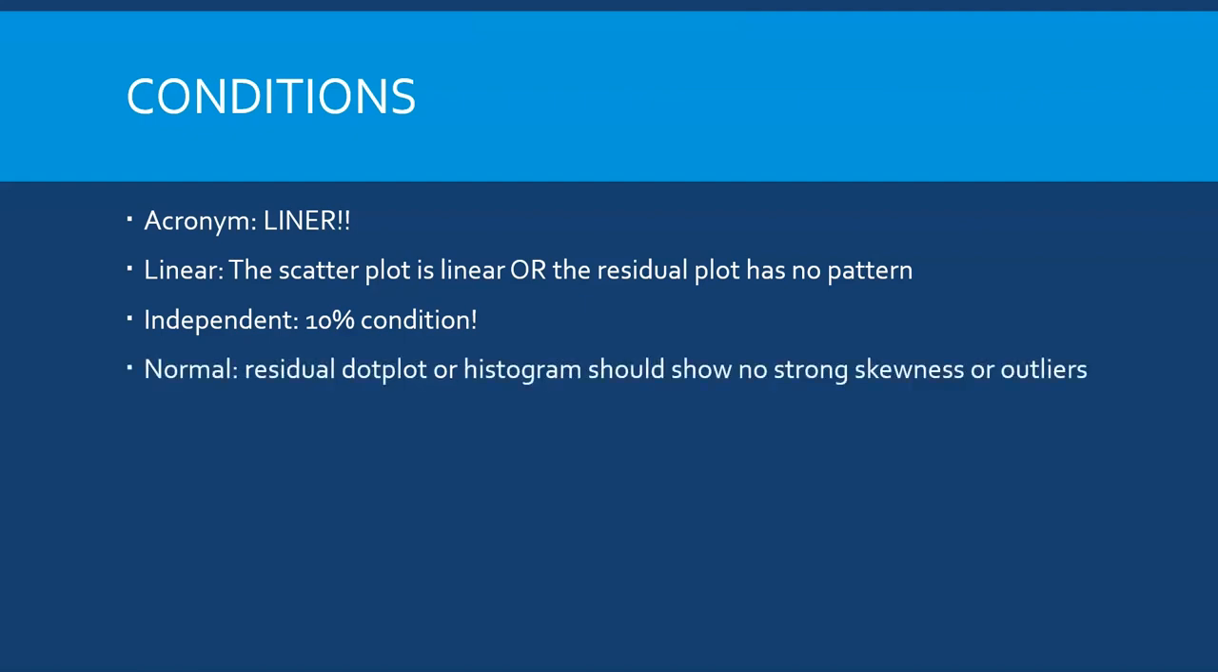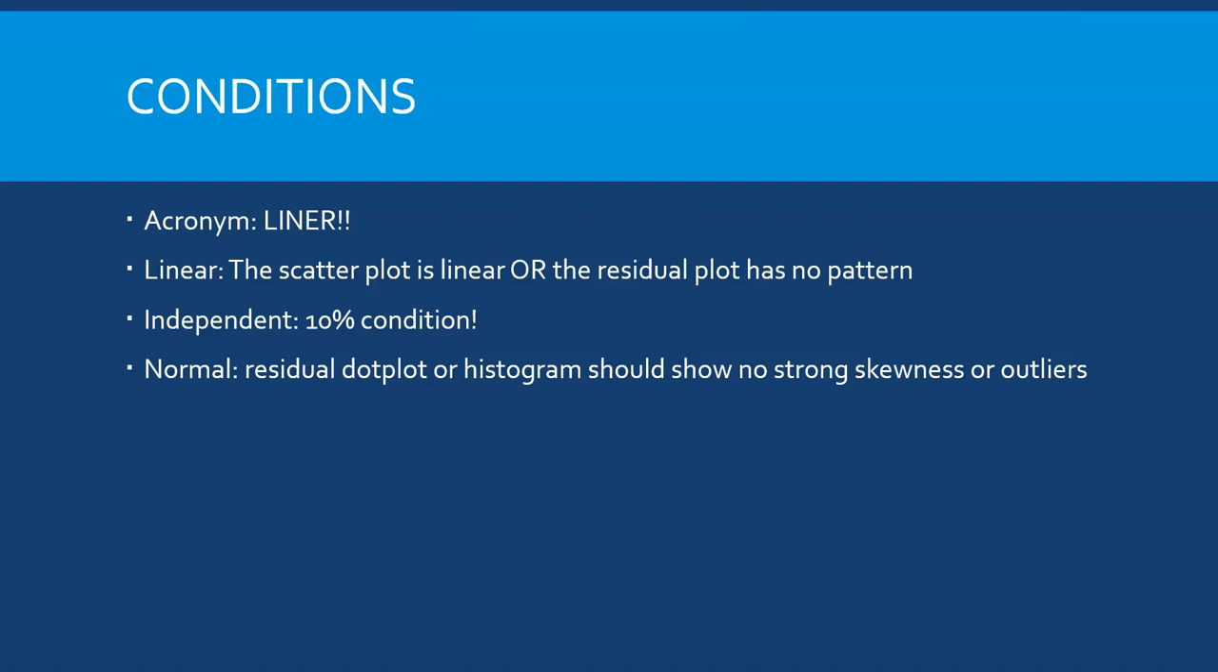The N stands for normal. Now, we've checked for normal before, but again, with a regression line, it's a little bit different, okay? So what we have to check is either the residual dot plot or the residual histogram. And again, those should be provided to you on a question like this, okay?